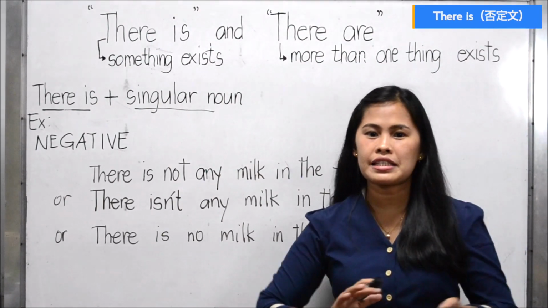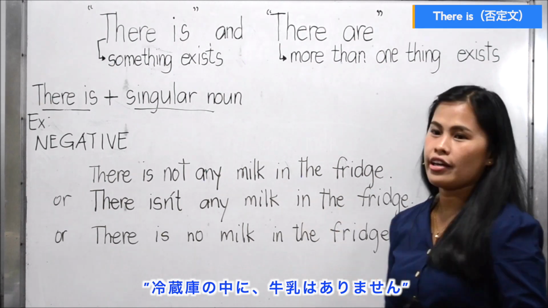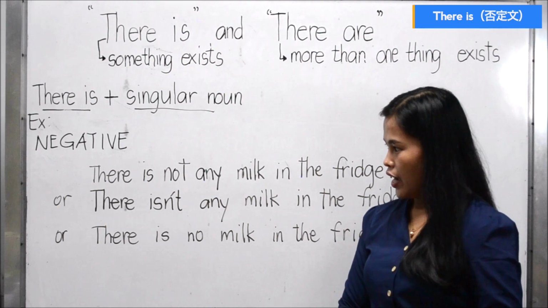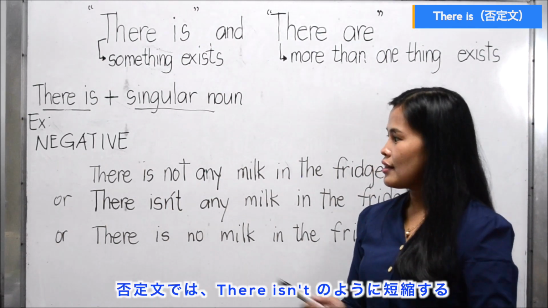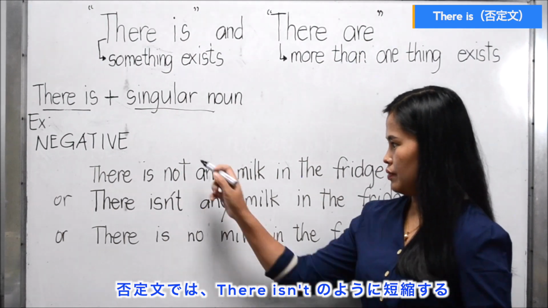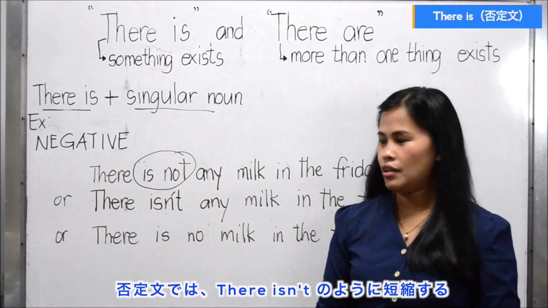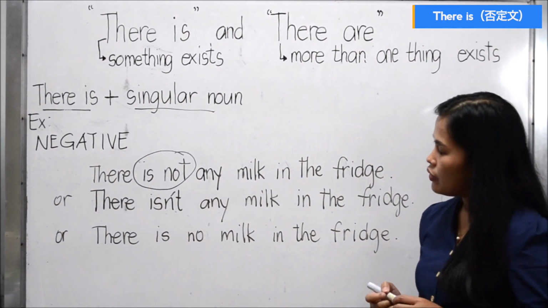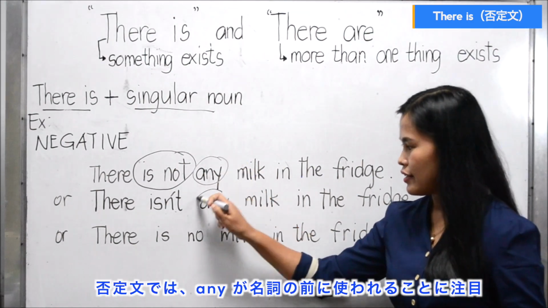Okay, now let's have an example in the negative. There is not any milk in the fridge. If in the positive, we contract the words there and is to make it there's, in the negative, we normally contract the be verb and the not. So this becomes isn't. There isn't any milk in the fridge. Notice that we use the word any in the negative.